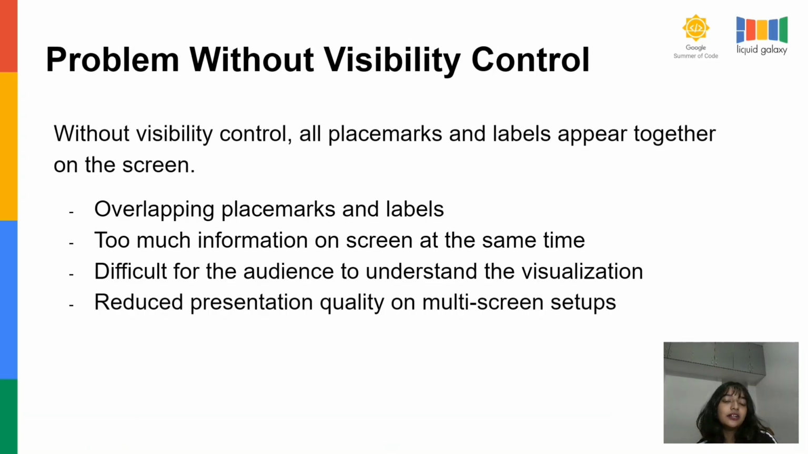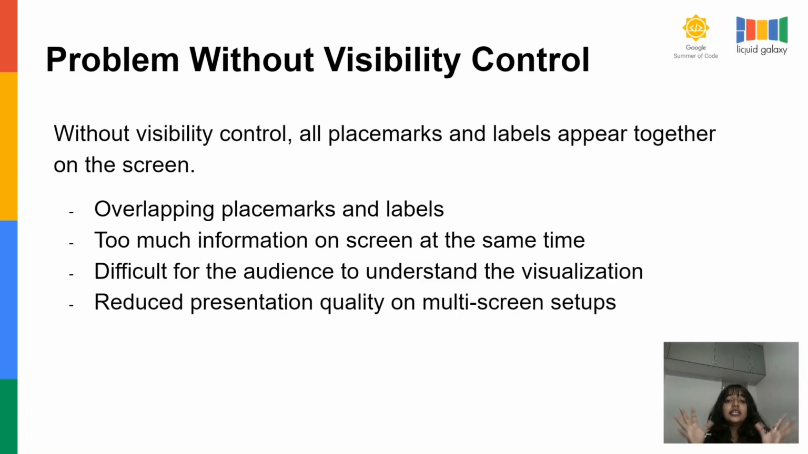Problem without visibility control. Now, let's look at what happens if visibility control is not used. In basic KML files, without regions, all placemarks, labels, and overlays are rendered at the same time, regardless of zoom levels. This leads to several problems. Labels overlap each other. Important placemarks get buried under the less important ones. The screen becomes visually noisy.